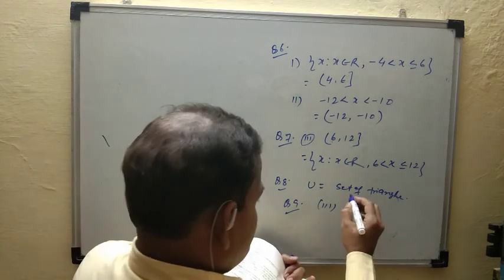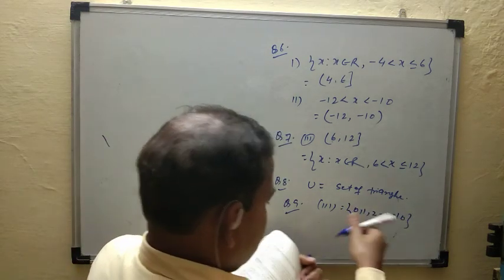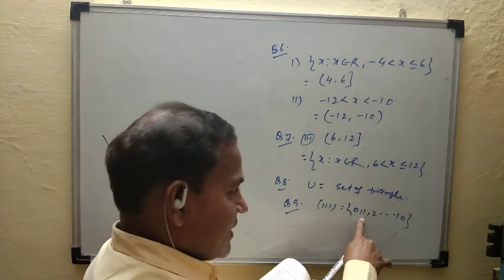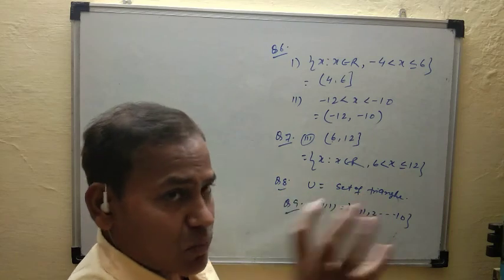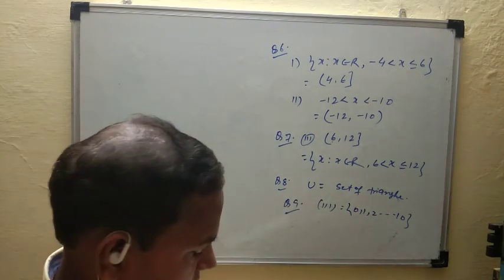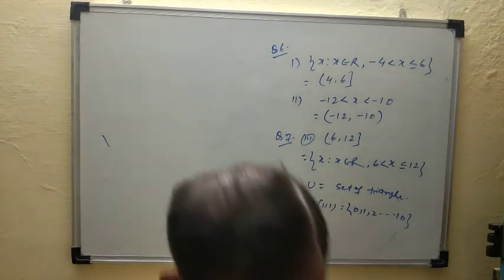The third is 0, 1, 2, and so on up to 10. All the elements of sets A, B and C lie in this set. So this is the superset, and this superset is called a universal set. So this exercise is completed. Now next we start Venn diagrams.